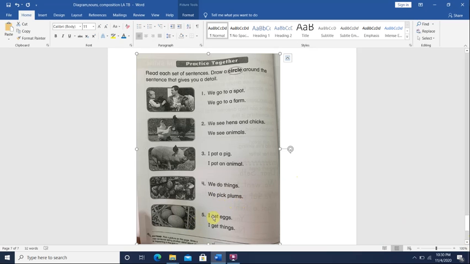Number 5, I get eggs. I get things. Okay? Sentence number 1 tells you what they get. Okay? That they got eggs. But the other one, we don't know. If you say things, we don't know what things. There are many things, right? So sentence number 1 in number 5 would be the one with detail. Okay?